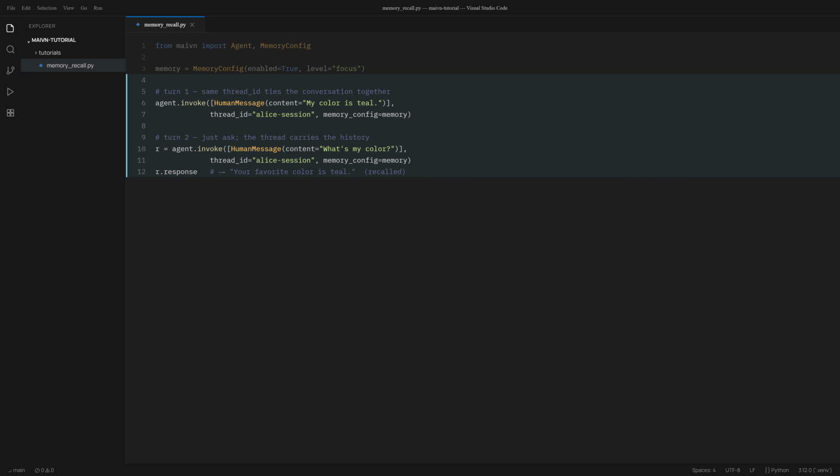The first time, the user tells the agent something. The second time, on the same thread ID, you just ask. And because the thread carries the history, the agent already knows. No resending the conversation, no manual context stuffing. You pass the thread, mAIvn handles the recall.